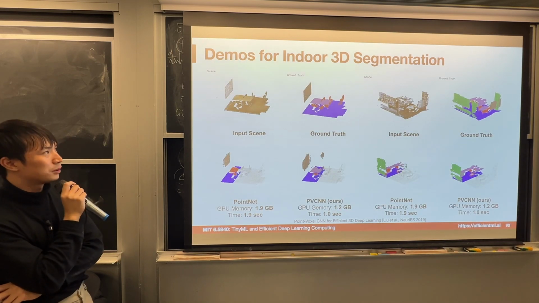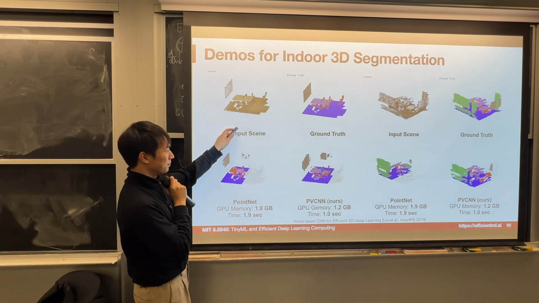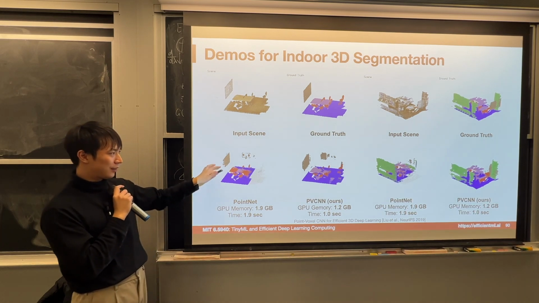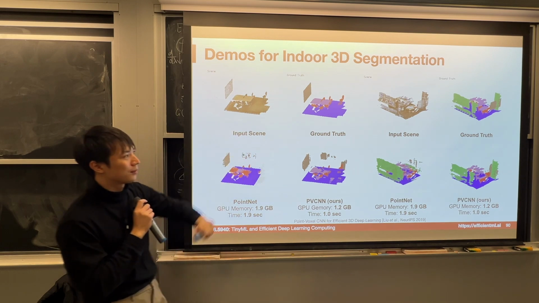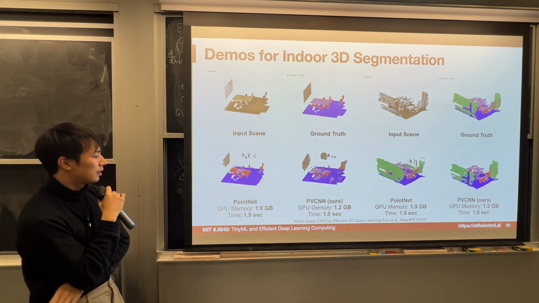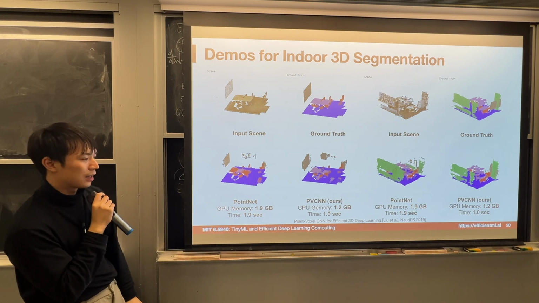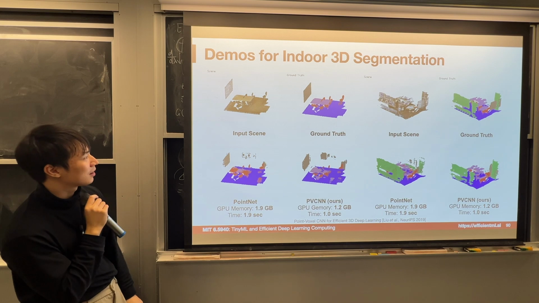Here are some demos for indoor 3D segmentation. Given the input scene, we are trying to segment it into different regions. For example, this is chairs, this is floor, this is wall, or something like that. Compared to PointNet, we are about twice as fast while getting even better accuracy, I think.